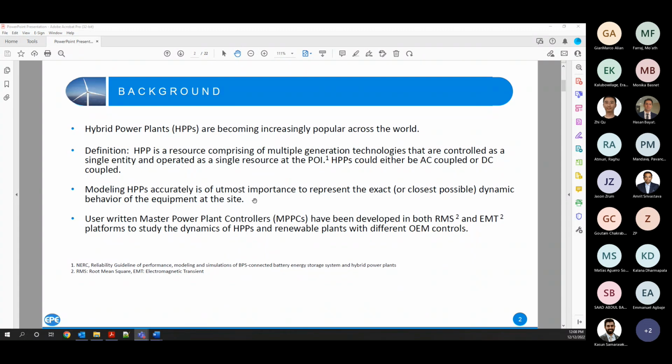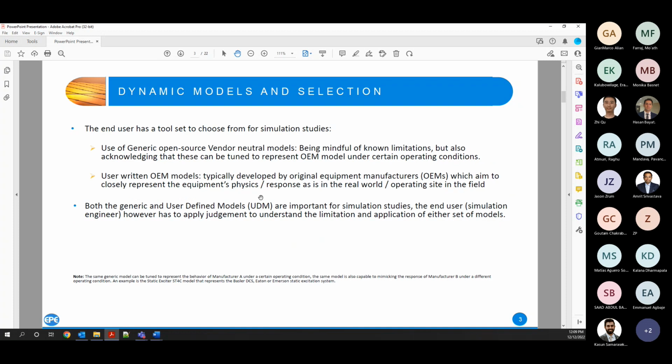So in this work, what we have done is we've built several master power plant controllers that are developed in both RMS and EMT platforms to study the dynamics of such plants in order to better understand the nature of such resources. Having said that, it's always important to understand what sort of models a studies engineer has in the available software toolkit.